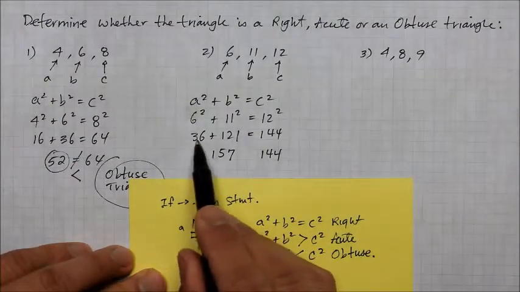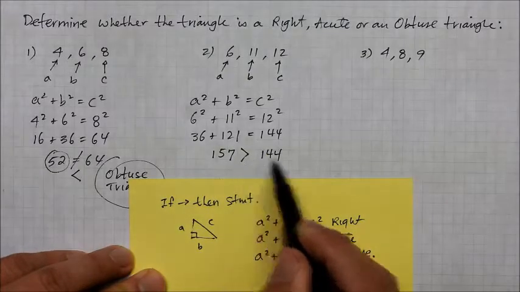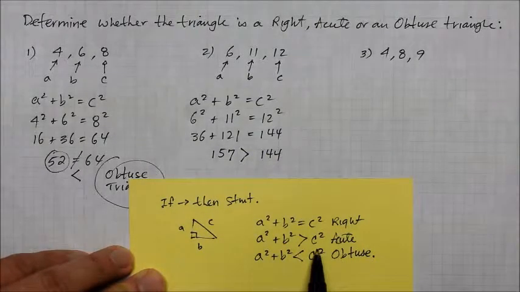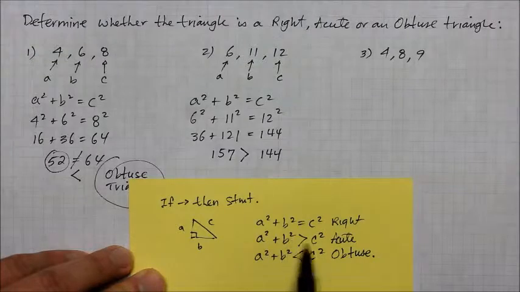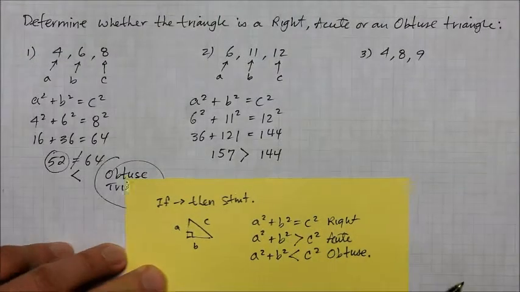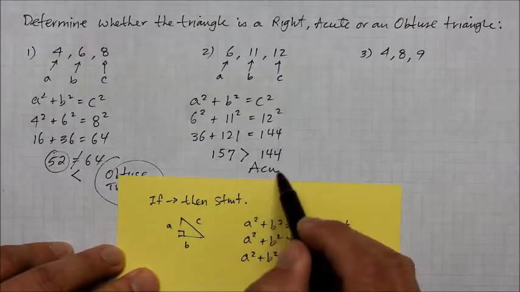In fact, in this case, 157, the sum of a squared and b squared, is greater than c squared. And we said if the sum of a squared plus b squared is greater than c squared, it's an acute triangle.